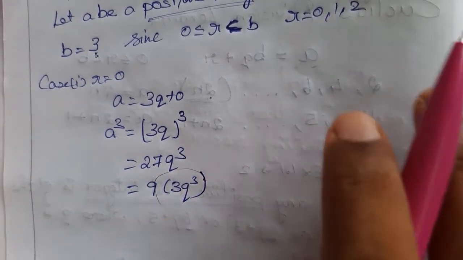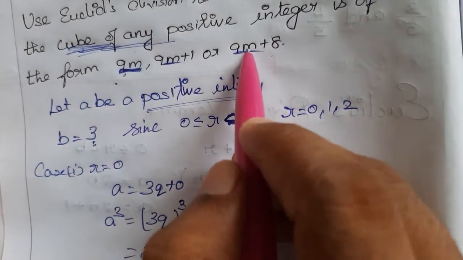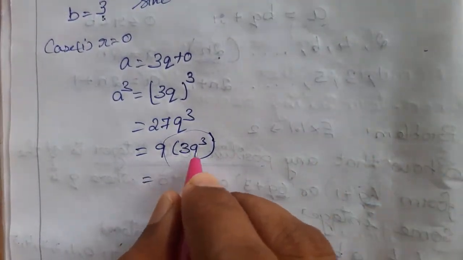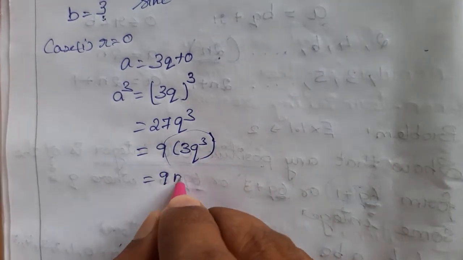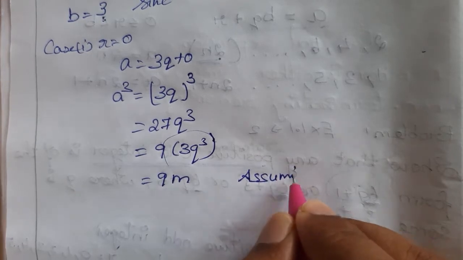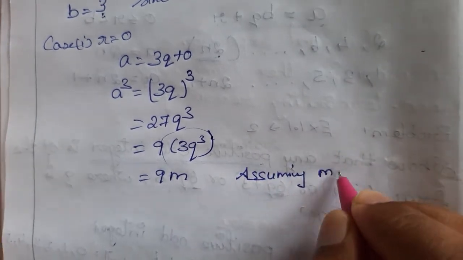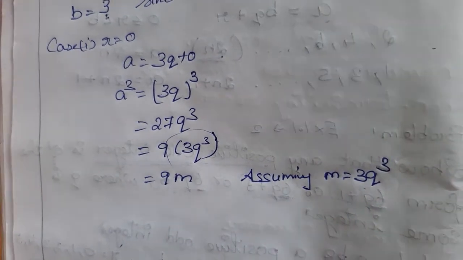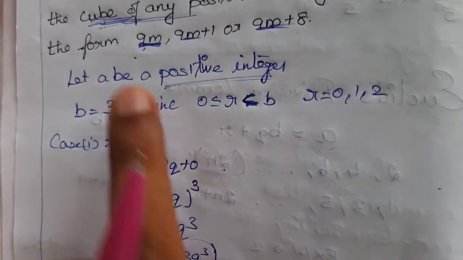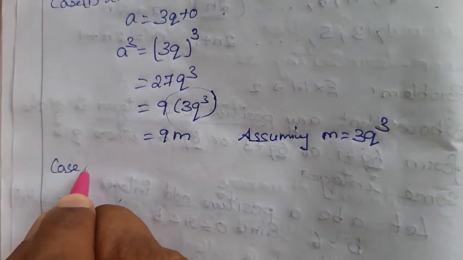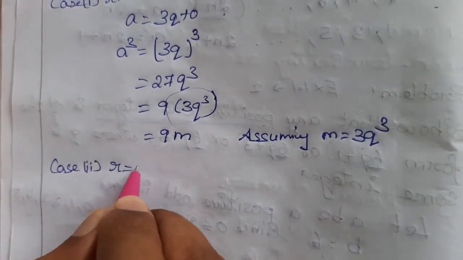We already know that m can take any integer. So consider this 3q cube as m, so 9m, assuming m is equal to 3q cube. So this is for case 1. In case 1 we proved it is in the form of 9m. What about case 2? r is equal to 1.